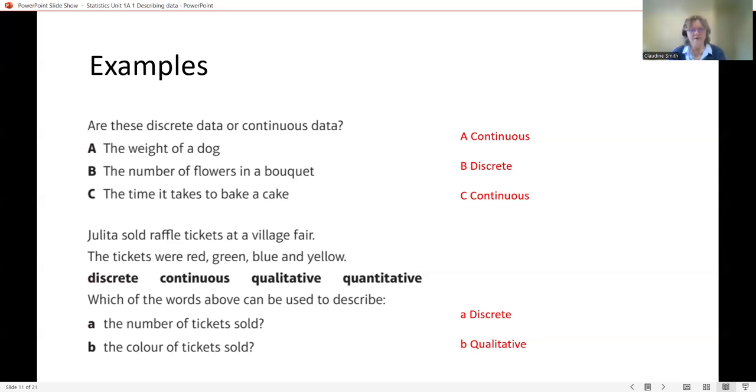And then for Giulieta's raffle tickets, which of the words can be used to describe the number of tickets sold? That would be discrete. You count the number of tickets sold, and the number of tickets sold has to be an integer value, so it's discrete. The colour of tickets sold is qualitative data.